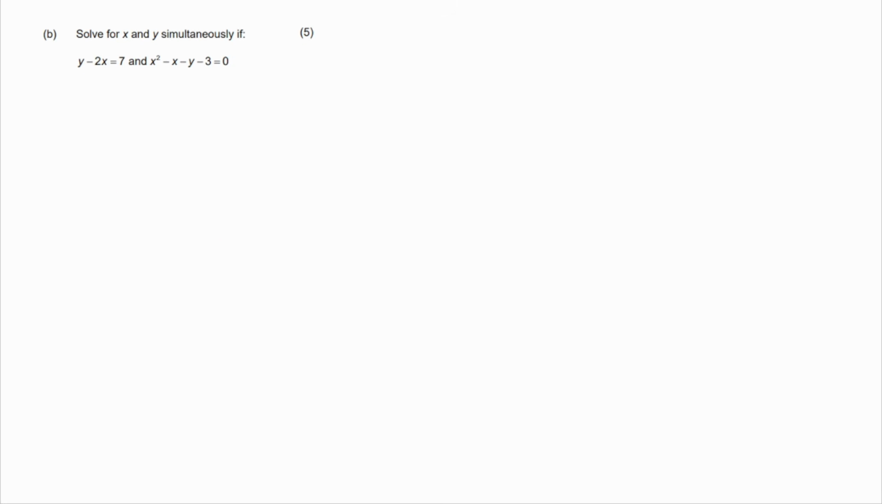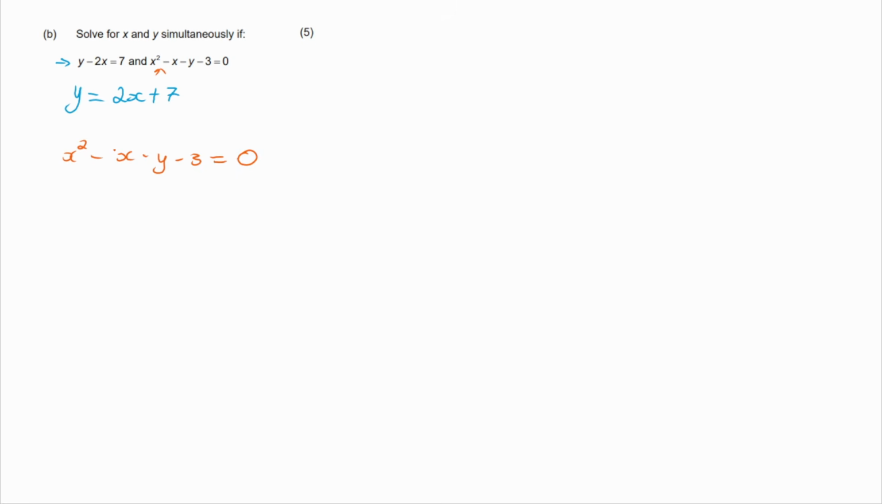All right, now for part B over here, they say solve for x and y simultaneously, and then they give these equations. So we can solve for y pretty easily over here. We're going to get y is equal to 2x plus 7. I guess we could call this equation 1 if we wanted to, though we don't even have to label it. So what we can do now is just write this thing over here: x squared minus x minus y minus 3 is equal to 0.